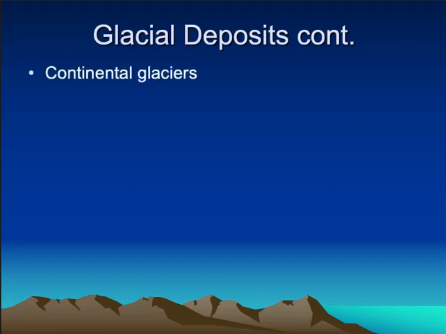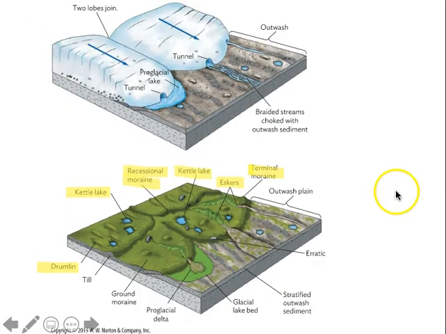Some common features that form as continental glaciers recede are terminal and recessional moraines, drumlins. Look at some of these features in these illustrations. So here's the glacier, and after the glacier has receded, these depositional landforms have been left behind. We have drumlins, kettle lakes, recessional and terminal moraines, and eskers.